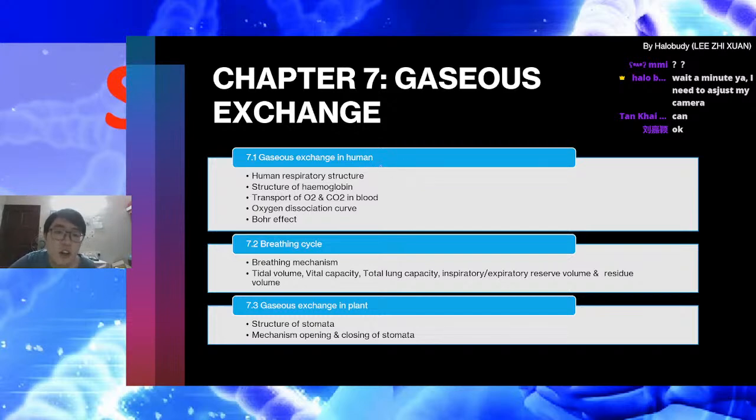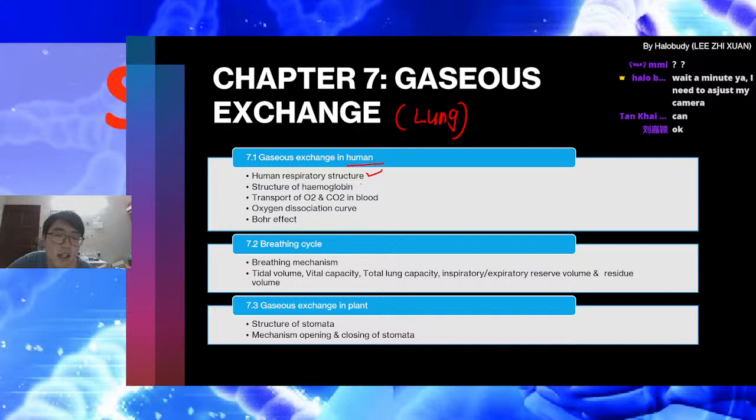Gases and change. I think you also learned this chapter in SPM. If we talk about gases and change, it involves the lung, right? Because for humans, gases and change occurs at the lung. So the first subtopic you have to learn is gases and change in human. The first thing is human respiratory structure, which you already learned in SPM. The structure of alveolus, bronchus and bronchiole, you have to learn.